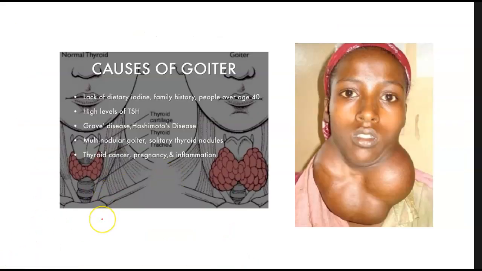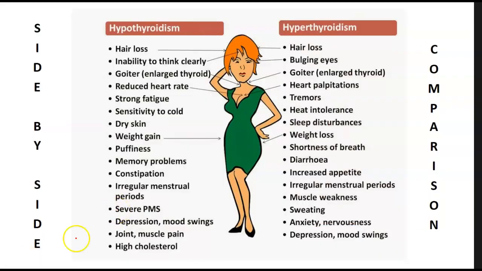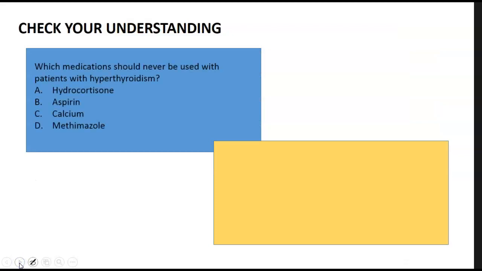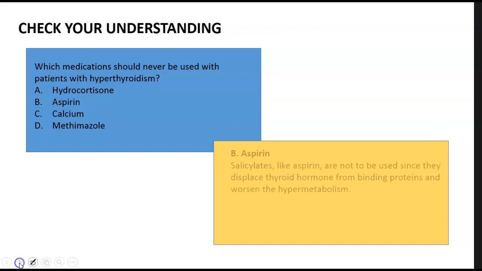Causes of goiter: lack of dietary iodine, high levels of TSH, Graves or Hashimoto's disease, nodular goiters, thyroid cancer, pregnancy, and inflammation. This is not so much of a problem here in the United States as in some other underdeveloped countries. Here's a side-by-side view between hypothyroid and hyperthyroidism. What medication should never be used with a patient with hyperthyroidism? And I hope you say aspirin.